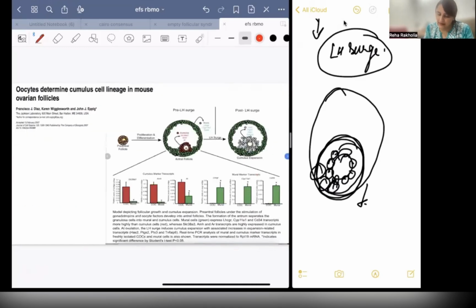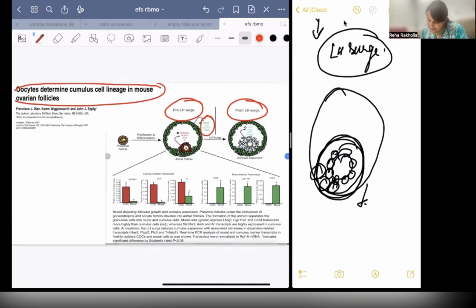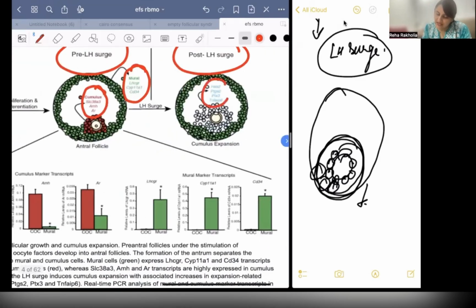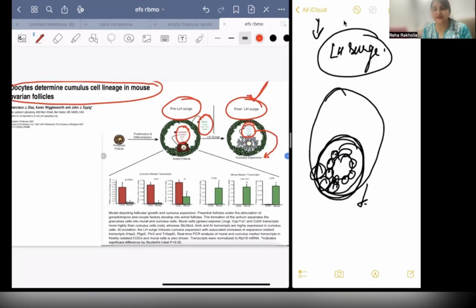Now, this is one diagram. It was in mouse. We looked at pre-LH surge and post-LH surge. Pre-LH surge, mural granulosa secretes some factors, and cumulus secretes other factors. But post-LH surge, cumulus starts secreting different factors which help in cumulus expansion. So that means the LH surge is important for cumulus expansion and oocyte retrieval. This was a study in mouse.